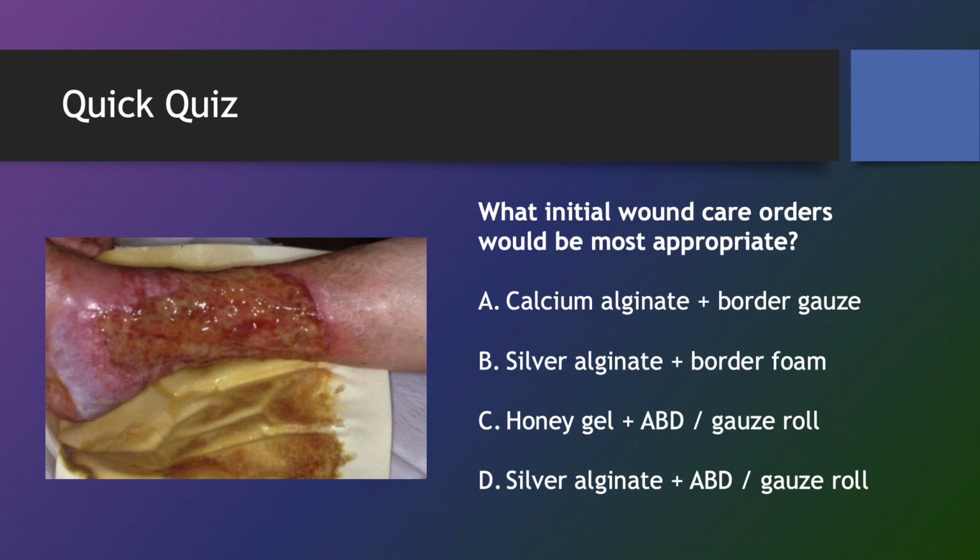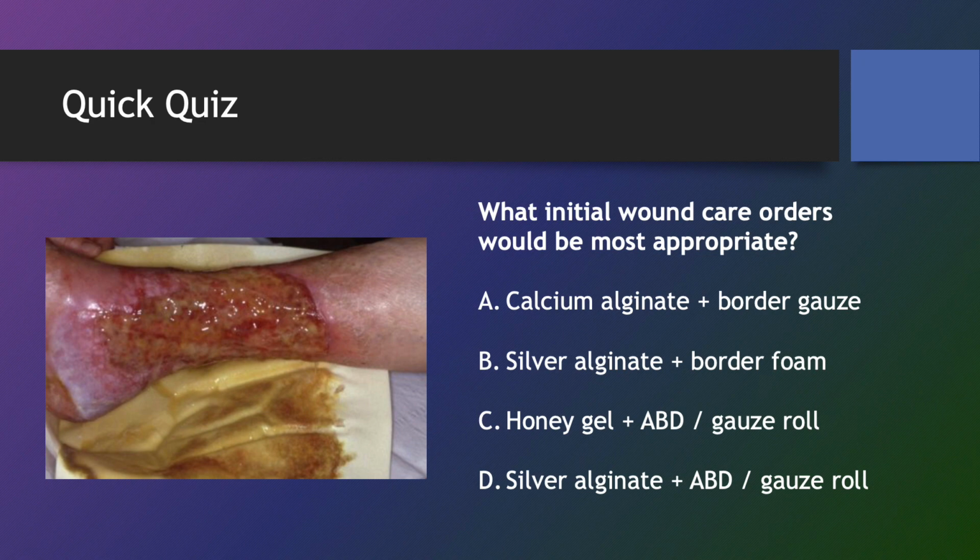All right, let's take a look at option A, calcium alginate plus border gauze. Alginate is a good option given the amount of exudate we see from this leg. However, border gauze is for dry to minimally wet wounds. B is incorrect for the same reason. Border foam would not be able to handle the drainage.